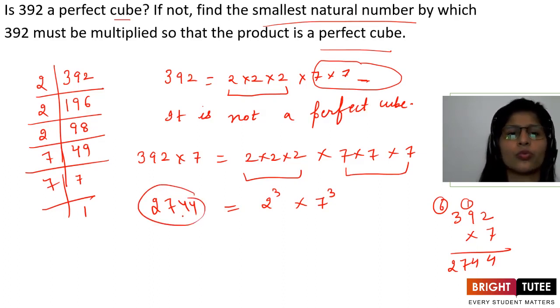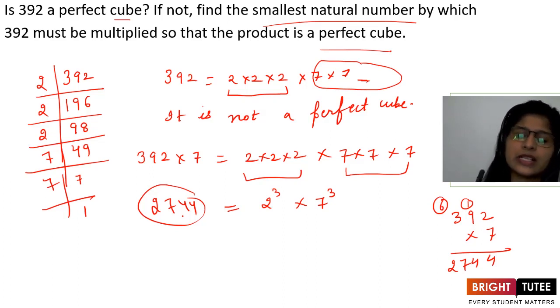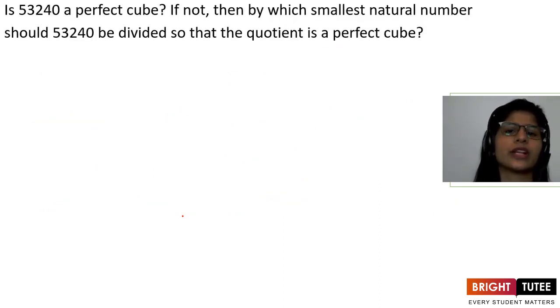So first of all, we recognize whether it's a perfect cube or not, and then we reached the conclusion that it was not a perfect cube. Then we were asked to find out the smallest natural number by which this should be multiplied to convert it into a perfect cube. So that number is 7. Okay, this is how you're going to attempt the questions. Let's move ahead. Here also there is one question.